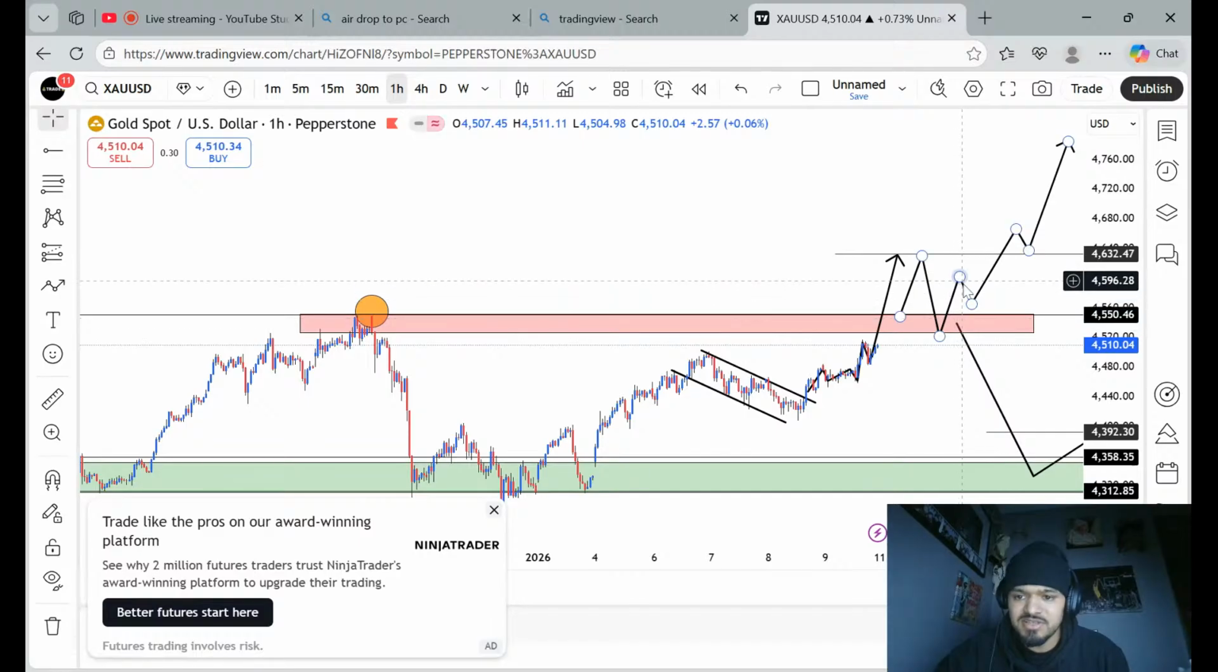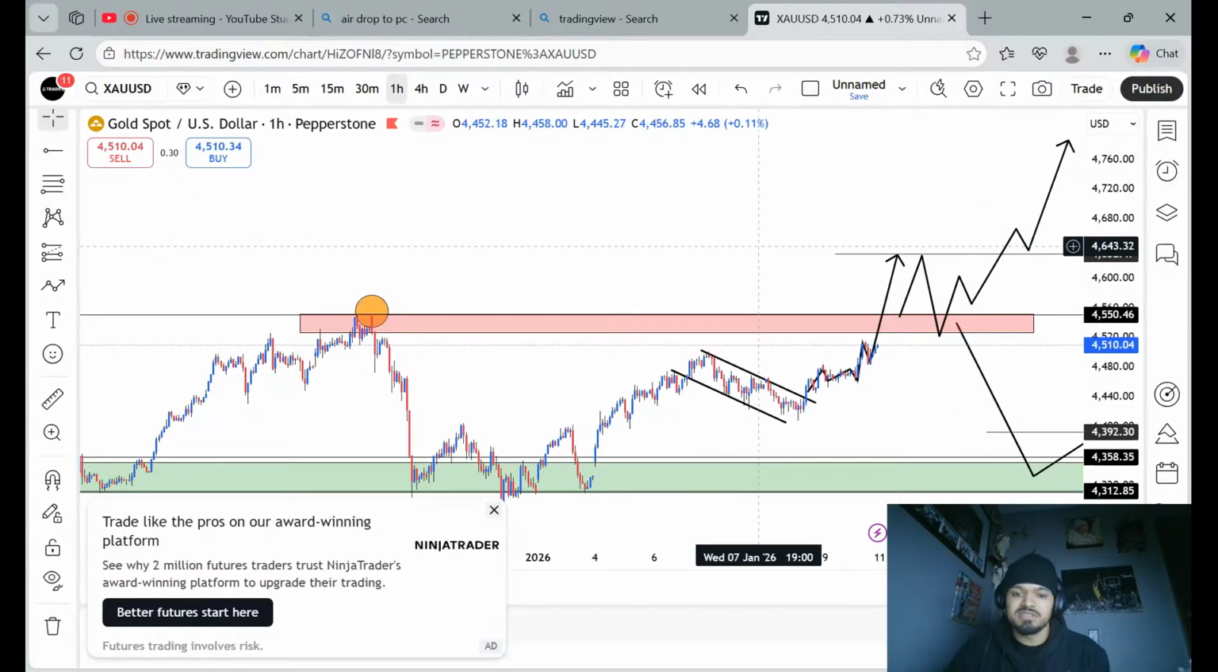If this happens, then wait for the next pullback, and if it closes above this level, then you're good for buys. It's that simple. People overcomplicate this when it doesn't have to be that complicated. Wait for buys, wait for your pullbacks, and get in. It goes both ways. When you're selling, when you're buying, it's literally the same.